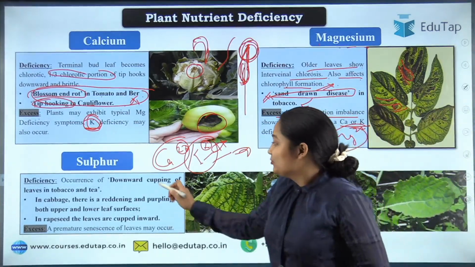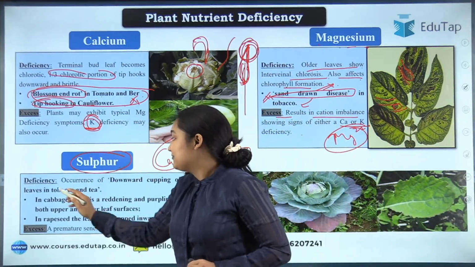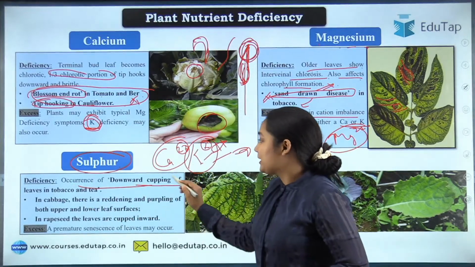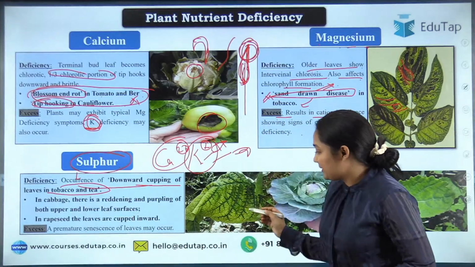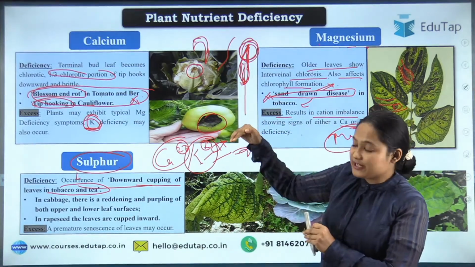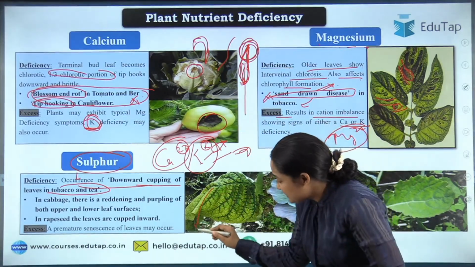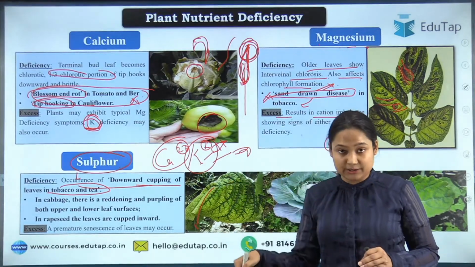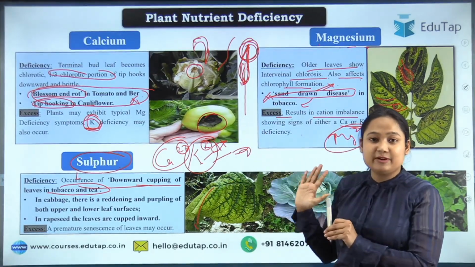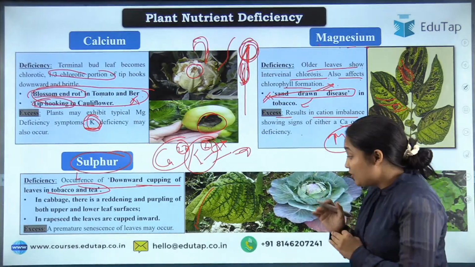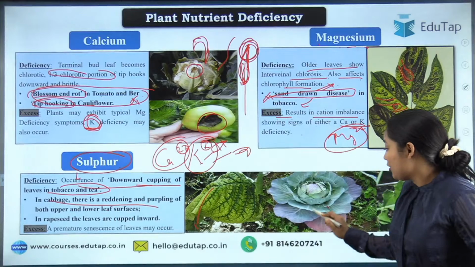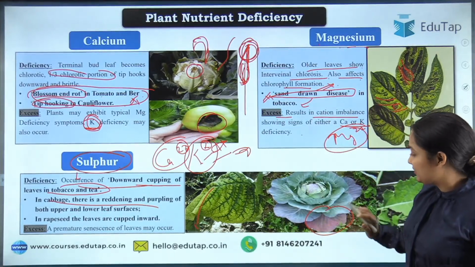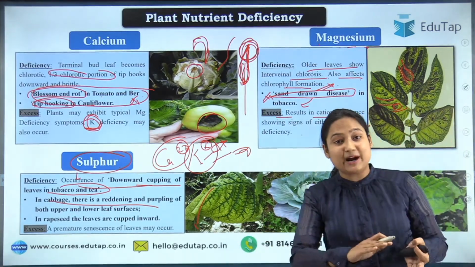Okay, now let's move to sulfur. So in sulfur, deficiency occurs as downward cupping of the tobacco leaves and tea. First important thing, downward cupping: you can see a cup-like structure is forming and its head is toward the earth. This kind of structure will be formed in this case. Now talking about the other thing, in cabbage there will be reddening, as you can see, a purple or red kind of structure at the upper part and the lower part of the leaf.